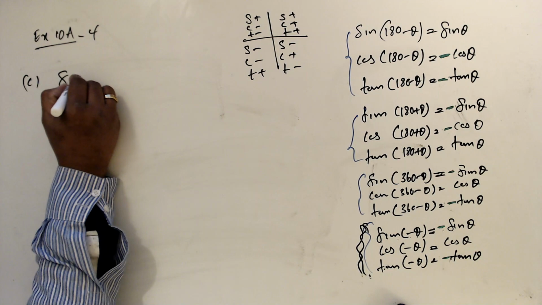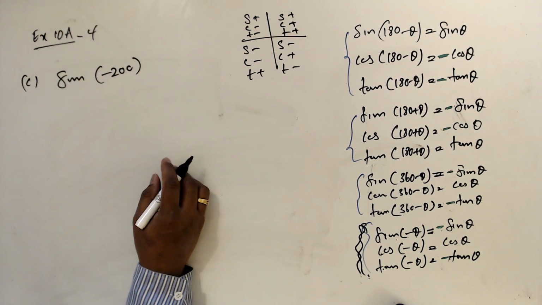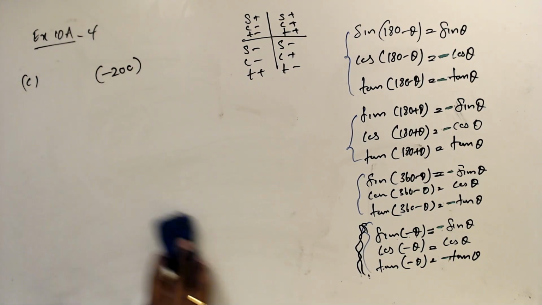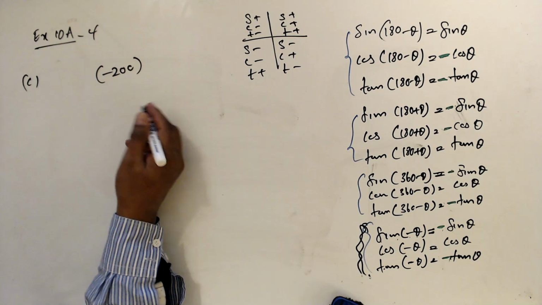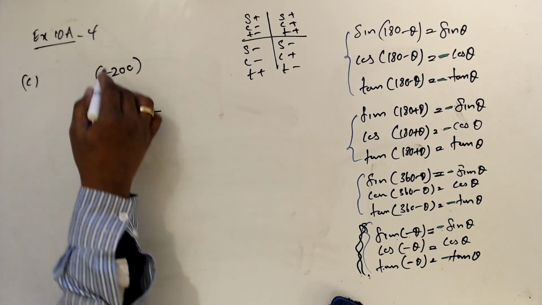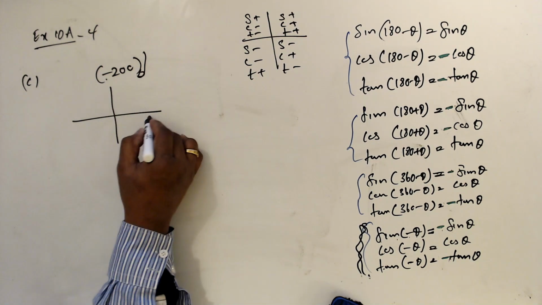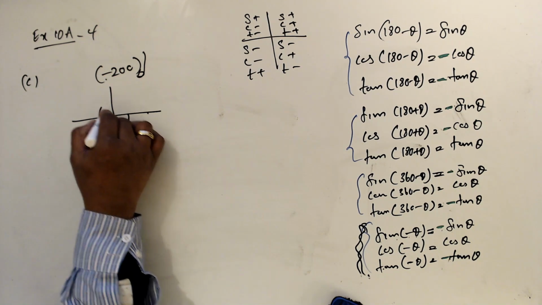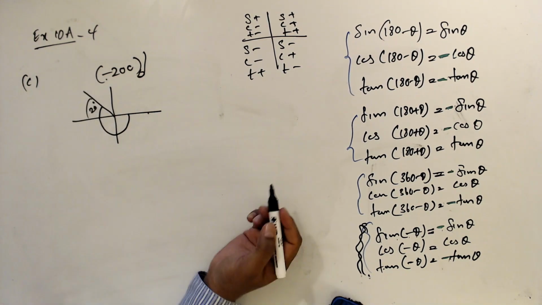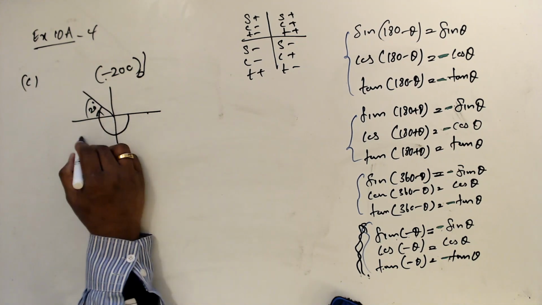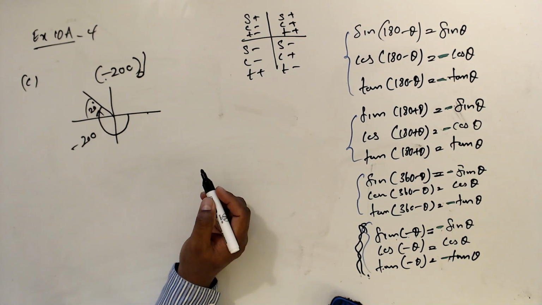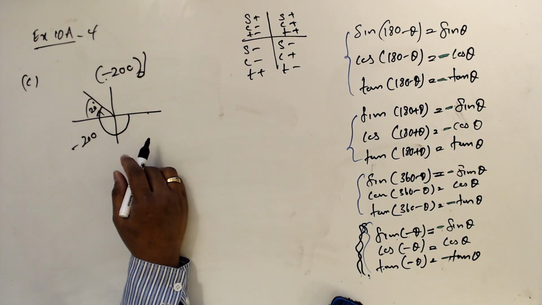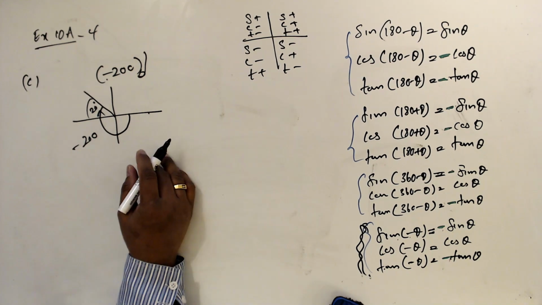C is sine minus 200. First of all, forget about the sine part. First of all, see where this angle lies. We are measuring minus, clockwise. We start here, 90, 180, 200 here. So this is 20. So this is minus 200. If we have minus values, always turn them into positive. It will reduce the errors.